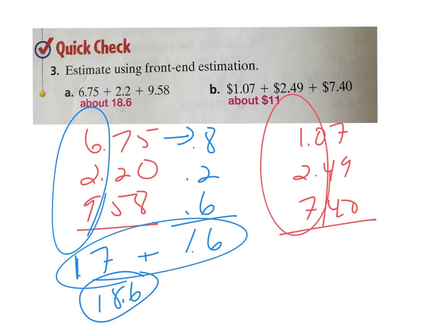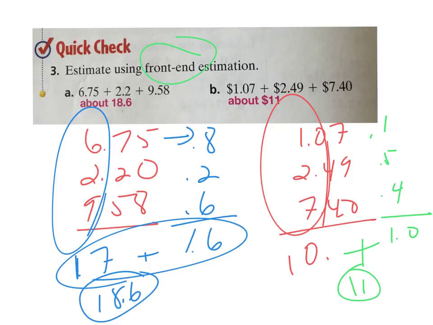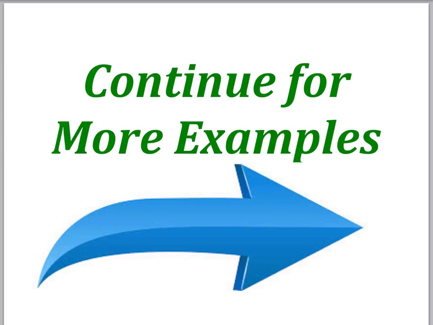Add the fronts, 7, 8, 9, 10. And then you take a look at the backs. Let's see, 0.07, that's about 0.1, about 0.5, and about, well, exactly 0.4, right? So that's 5, 6, 10, so 1.0. Add the two together, get 11. So 11 is a good estimate. Front-end estimation. Go ahead and continue for another example from me.